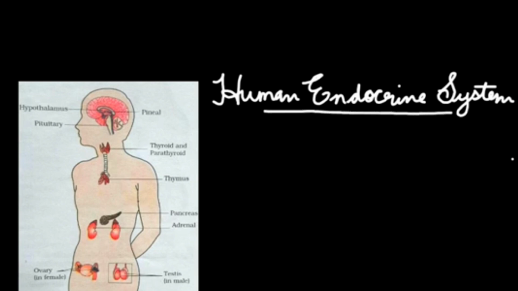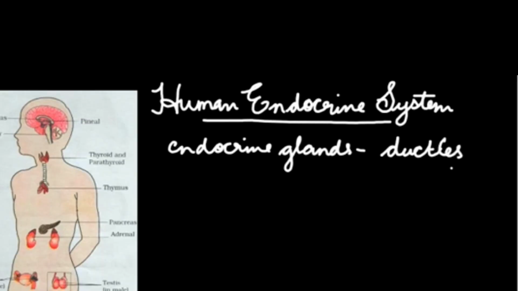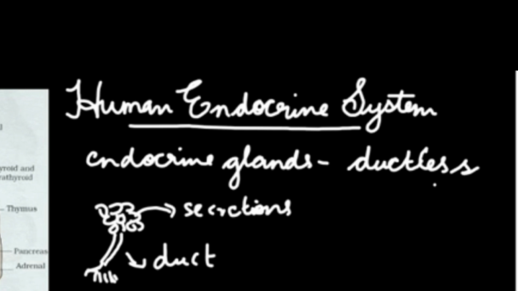The human endocrine system is another way how all the systems in our body are coordinated, and it consists of endocrine glands. Endocrine glands are ductless glands. Glands are a group of cells and they have some secretions. Some of the glands have a duct. Duct means the tube through which the secretions are released. An example of a gland with a duct is the salivary gland.